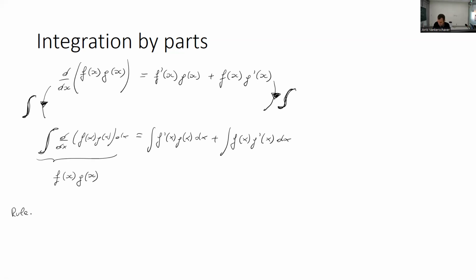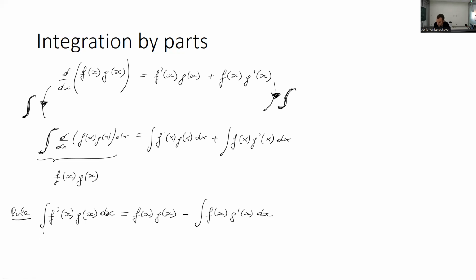Now let's rewrite this expression a bit as follows, and this is going to become our rule. Let's take the first term on the right-hand side and put it on the left-hand side. So let's take f prime times g and then integrate that. Well, it is f of x, g of x. And now I have to take this integral and bring it to the other side. So I get minus the integral of f g prime dx.